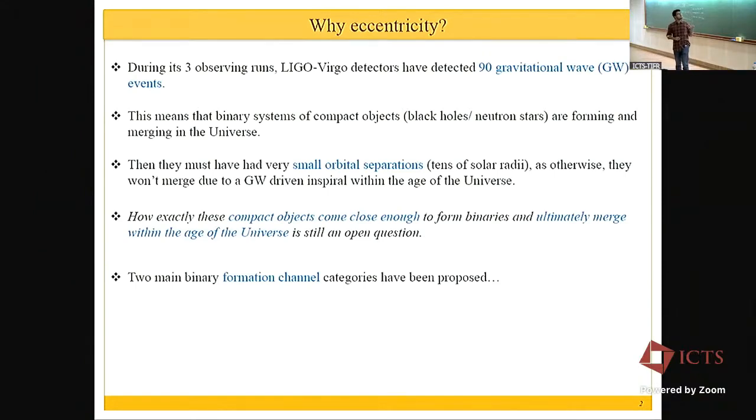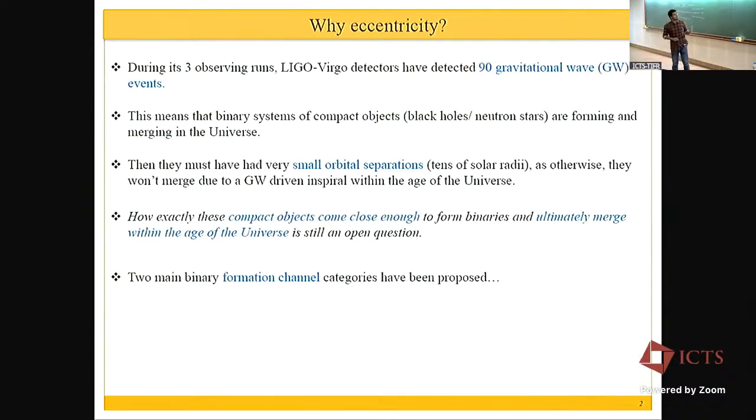So this obviously means that these binary systems are forming in the universe, but not only are they forming, they are merging within the age of the universe so that we are seeing their mergers. Now, it turns out that gravitational wave emission and the energy loss due to it depends very strongly on the orbital separation of these objects. So unless they have had very small orbital separations of the order of tens of solar radii, it turns out, if you do a back of the envelope calculation, that they won't merge within the age of the universe due to a gravitational wave assisted inspiral alone.